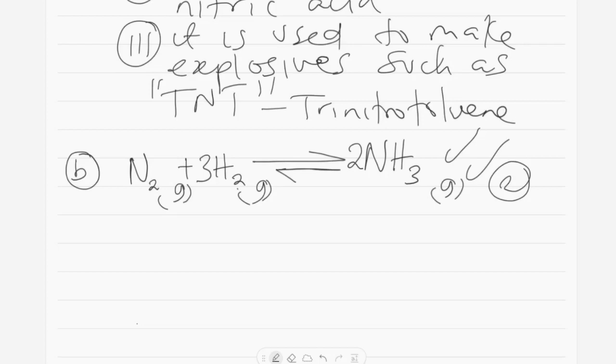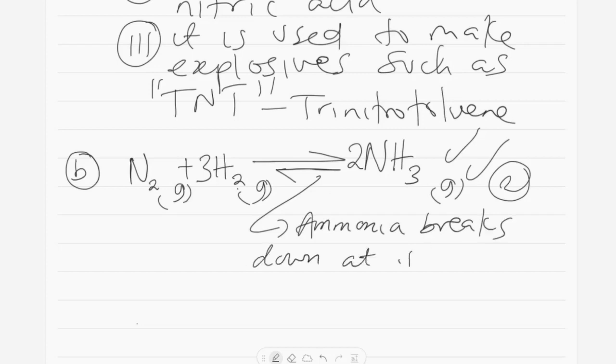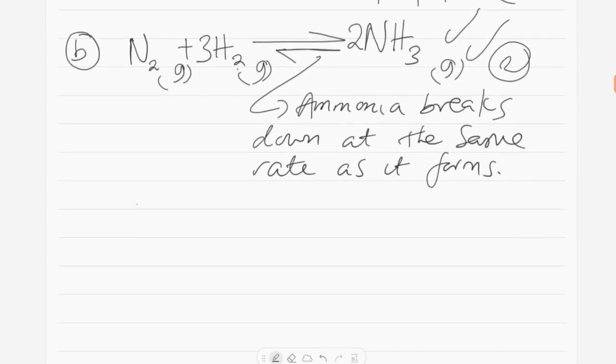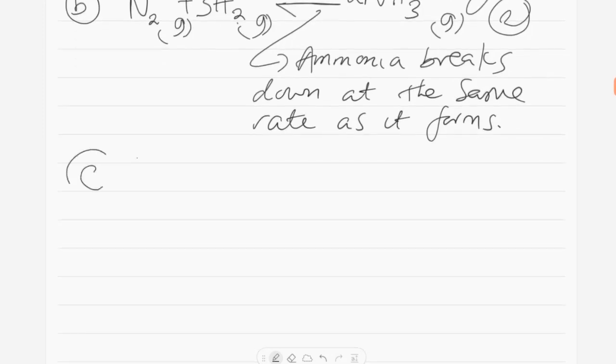But just a quick one. This reversible reaction here implies that ammonia breaks down at the same rate as it forms. So that's what this reversible reaction indicates. So move on now to the third part of the question, which is C.